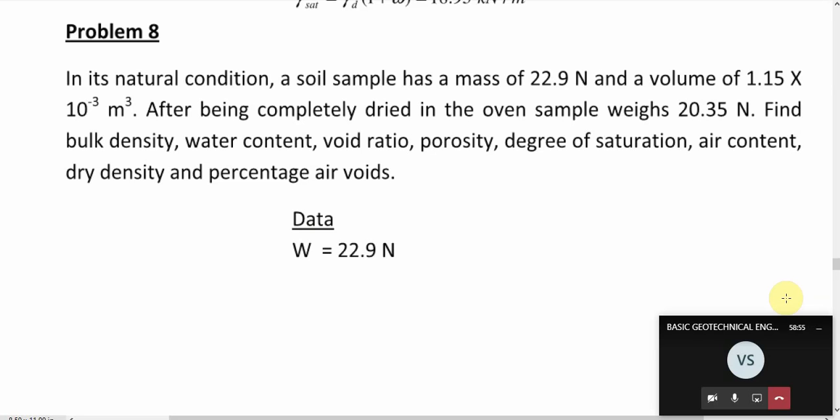In its natural condition, a soil sample has a weight of 22.9 Newton and a volume of 1.15 into 10 raised to minus 3 meter cube. After being completely dried in the oven, the sample weighs 20.35 Newton. Find bulk density, water content, voids ratio, porosity, degree of saturation, and dry density. Don't find air content.